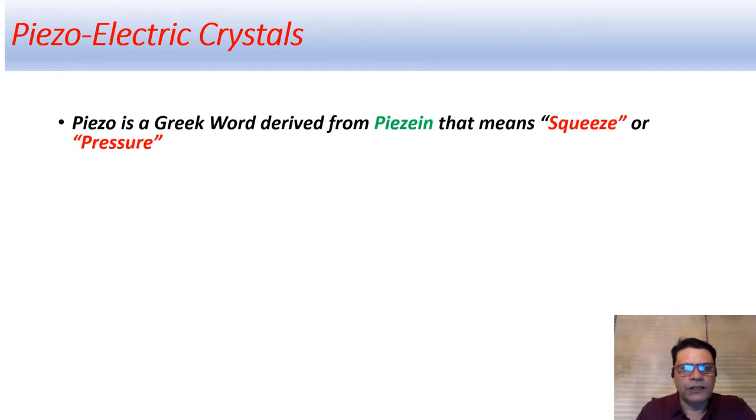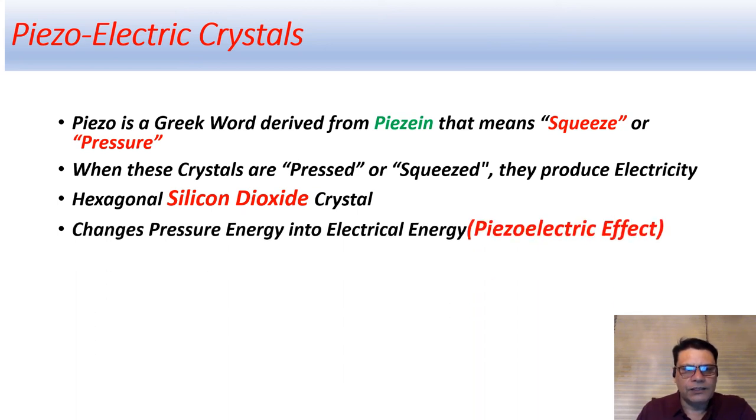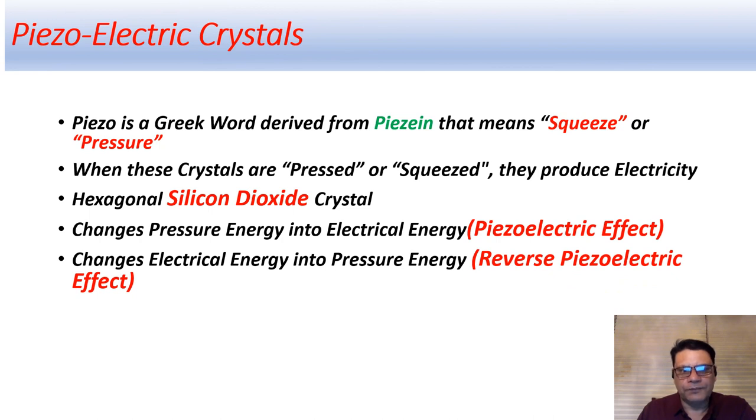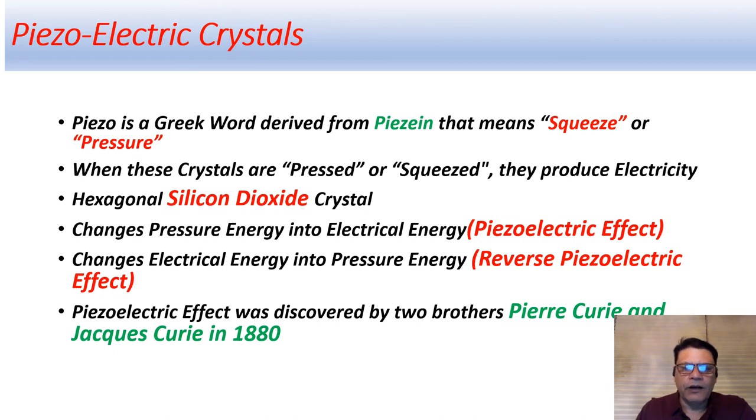So again, why are they called piezoelectric crystals? Because piezo means squeeze, and it is derived from the Greek word piezein. When you put pressure on these piezoelectric crystals, they produce electricity. Their structure is made up of hexagonal silicon dioxide crystals, and they change pressure energy into electrical energy, and vice versa.